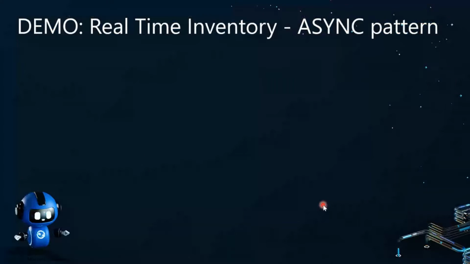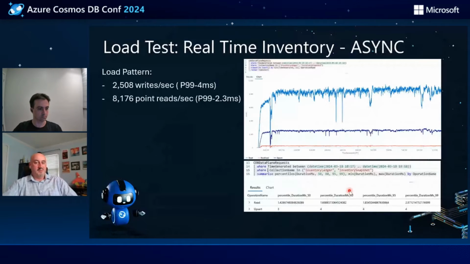Now, if we go further, you can say, well, this is all great, but how can we prove that this architecture is scalable? For that, we simulated about 10,000 transactions per second, where we split about 80-20, 20% for writes and 80% for reads.